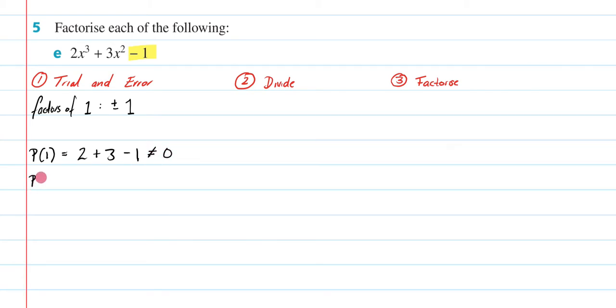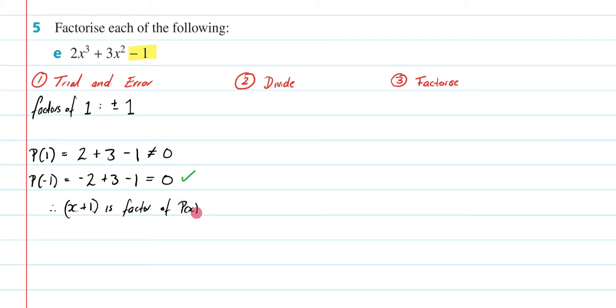So let's now try putting in another one. Let's try putting in negative 1, which means we're going to get negative 2 plus 3 minus 1, which is going to be equal to 0. So we can give this a big tick, which means that x plus 1 is a factor of p of x. This is p of x right here.